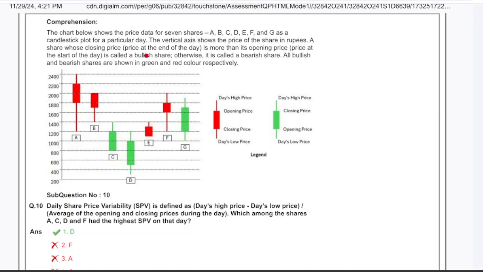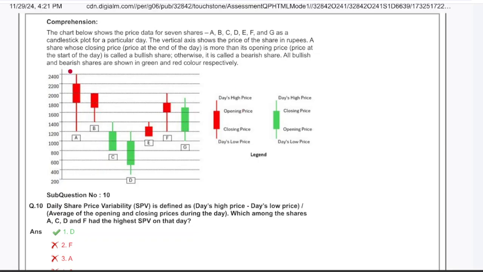The chart below shows the price data for 7 shares A, B, C, D, E, F, and G as a candlestick plot for a particular day. The vertical axis shows the price of the share in rupees. A share whose closing price, that means price at the end of the day, is more than its opening price, that means price at the start of the day, is called a bullish share. Otherwise, it is a bearish one. All bullish and bearish shares are shown in gray, green, and red color respectively.